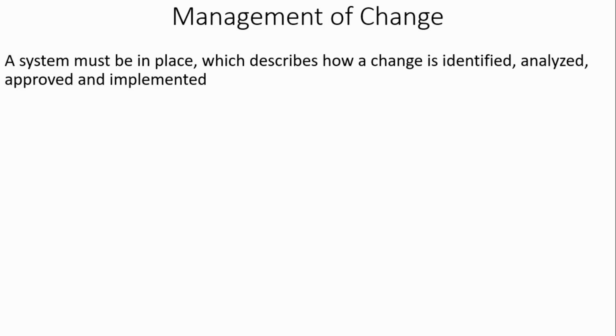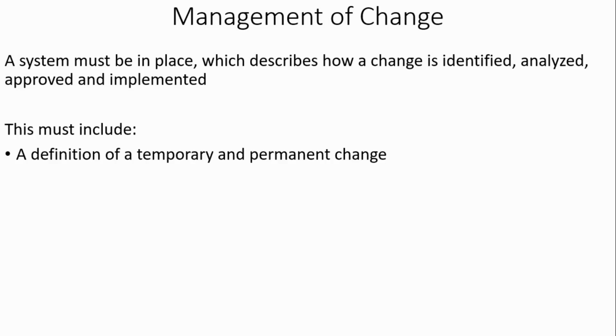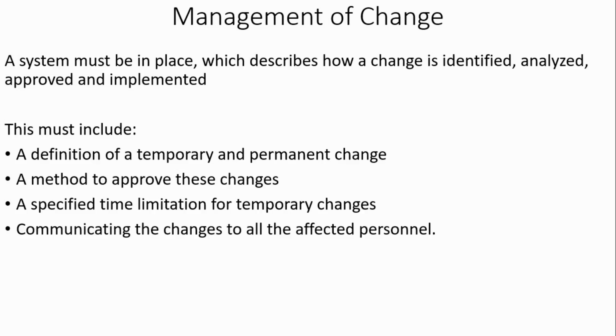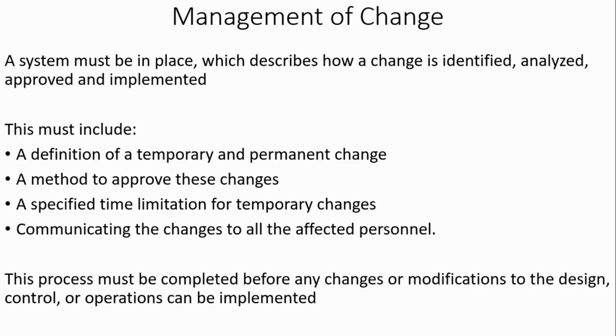So a system must be in place which describes how a change is identified, analyzed, approved, and implemented. So the company must have one of these in place, and it should include a definition of a temporary and permanent change, a method to approve these changes, a specified time limitation for temporary changes, and communicating the changes to all the affected personnel. And this process must be completed before any changes or modifications to the design, control, or operations can be implemented.